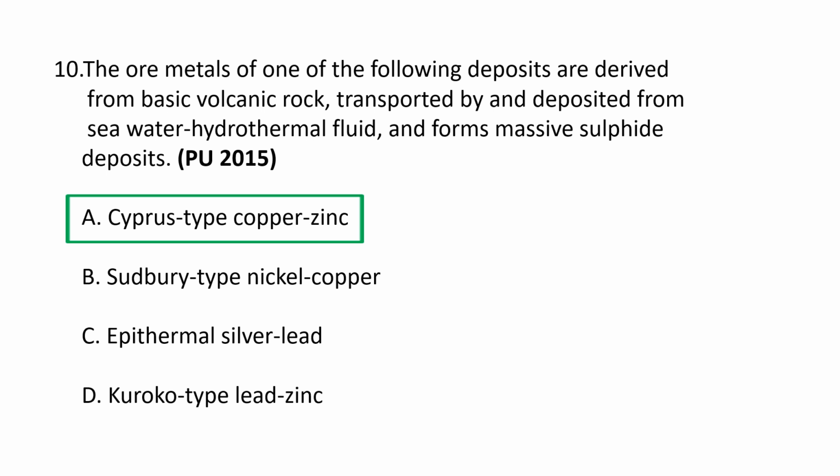Deposits derived from basic volcanic rocks transported and deposited by seawater, hydrothermal fluids that form massive sulfide deposits are indeed associated with Cypress type copper zinc mineralization, specifically known as Cypress type volcanogenic massive sulfide or VMS deposits.